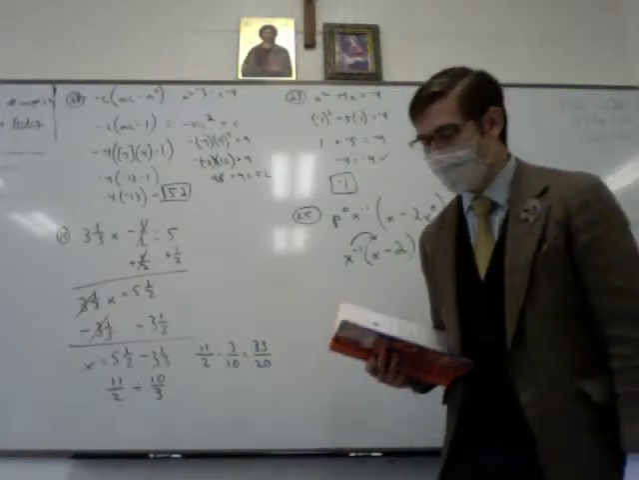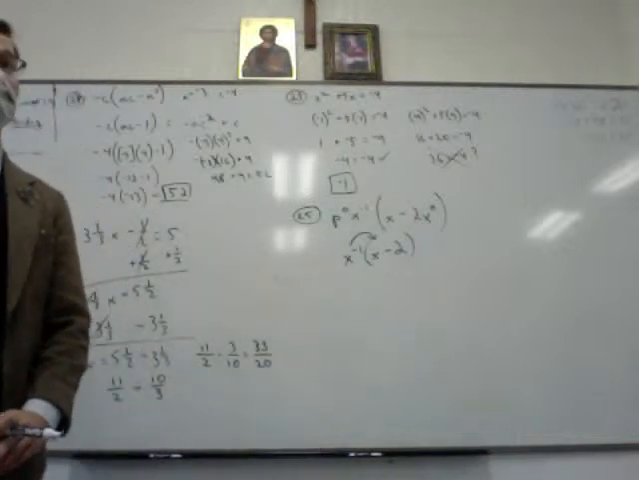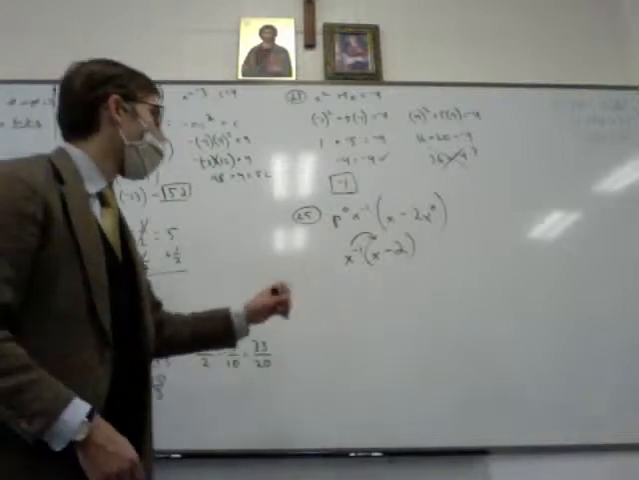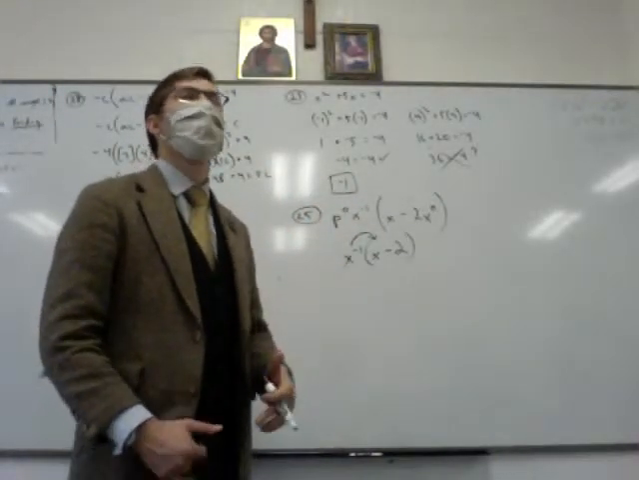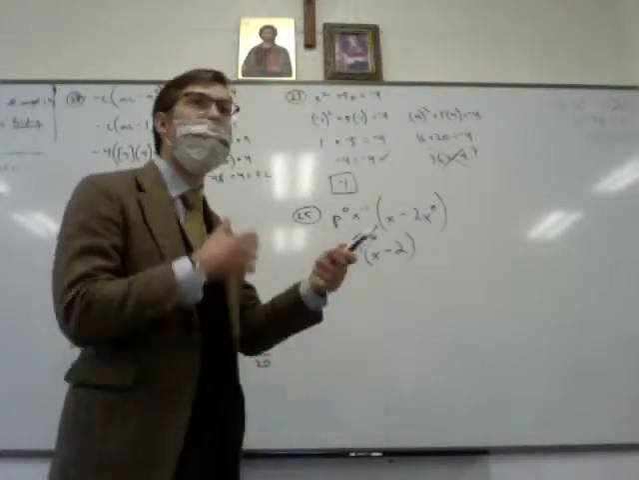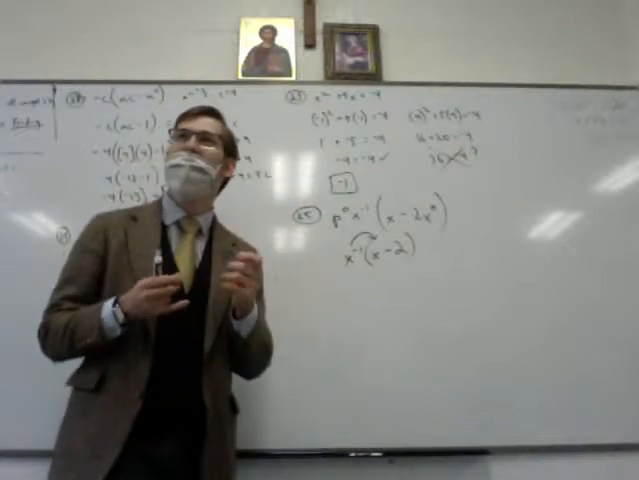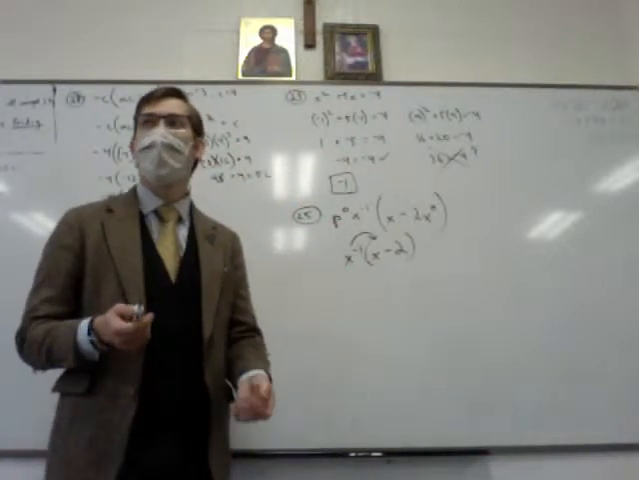x to the negative 1 times x is x to the 0. Remember, if there's no exponent, the exponent is 1. X means x to the first. When we multiply two things together that have the same base, we add the exponents.